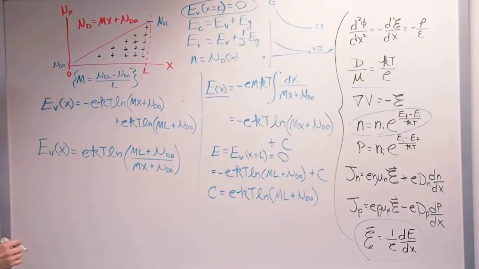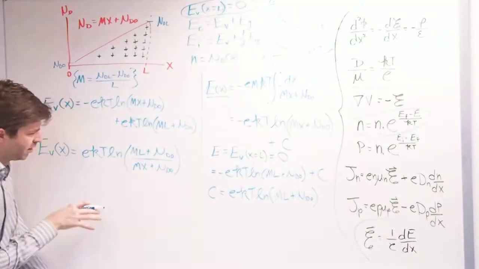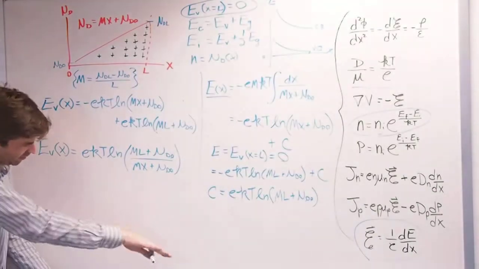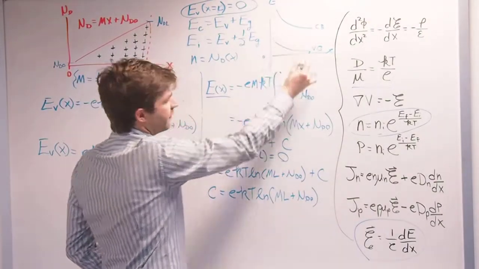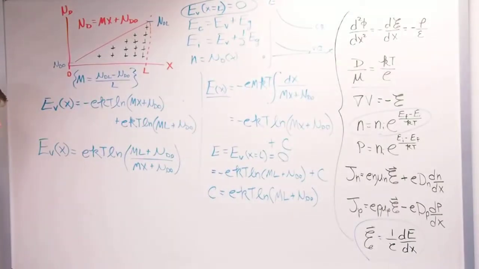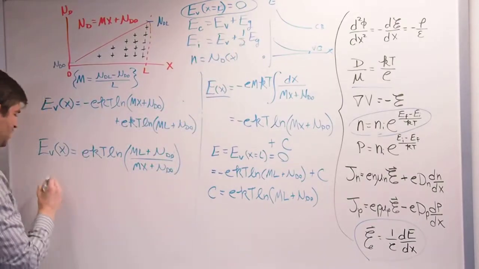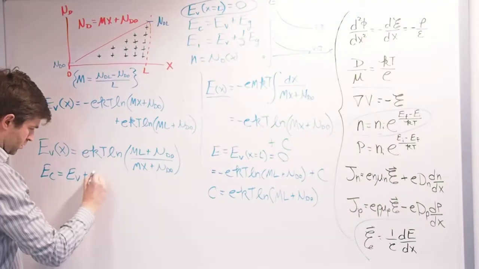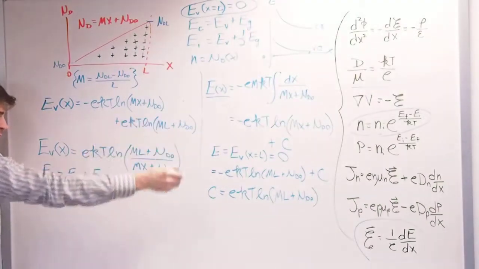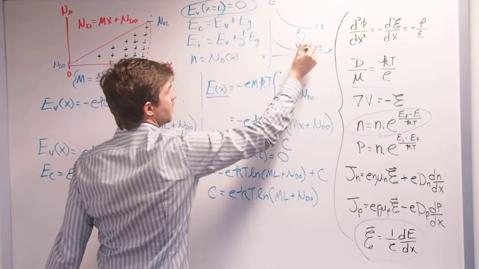Okay, so here's what we should ask ourselves, just as a little sanity check. What's happening as x is increasing in this term? X is in the denominator here, so E_V should be decreasing as x is increasing. That looks like it follows with what we generally want. So what is E_C? Well, E_C is just E_V plus E_G. So it's just this term plus another E_G. So wherever it is here, it's going to be here, separated by this band gap.